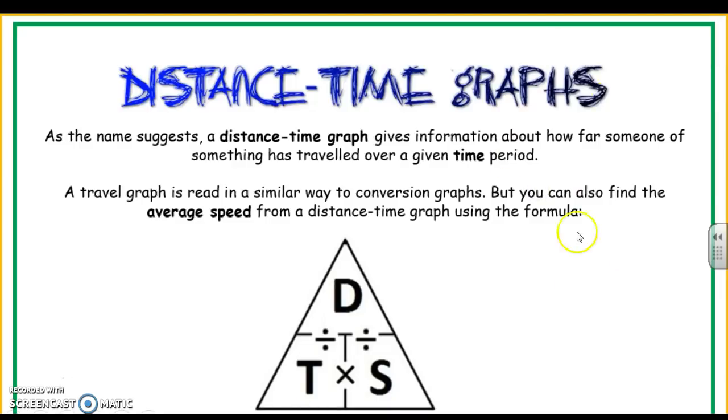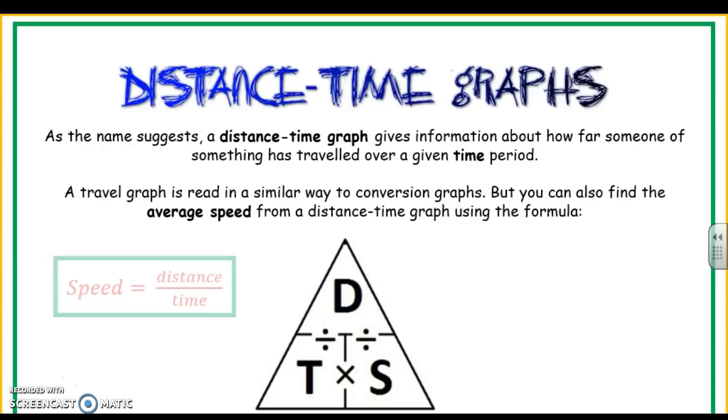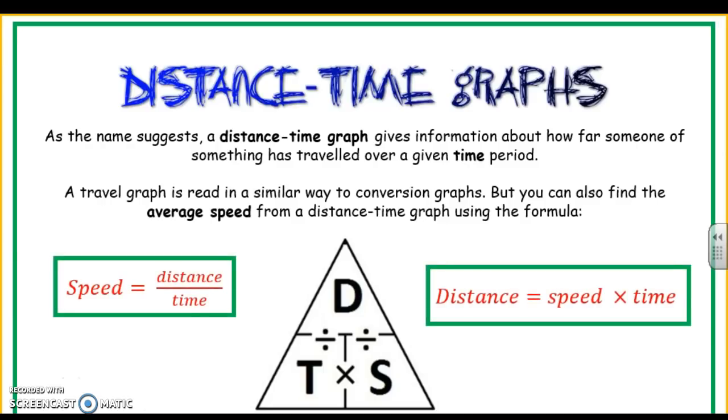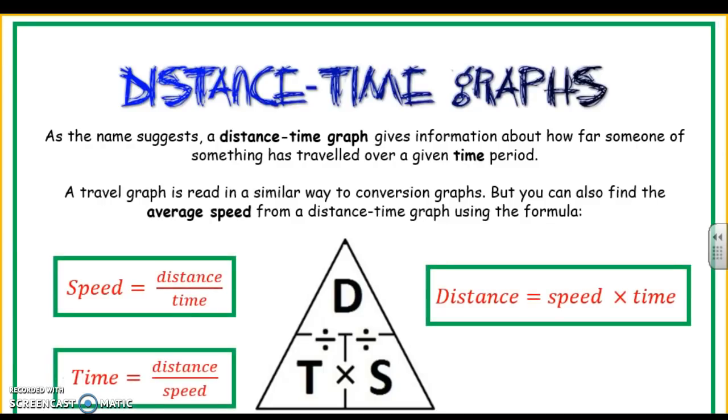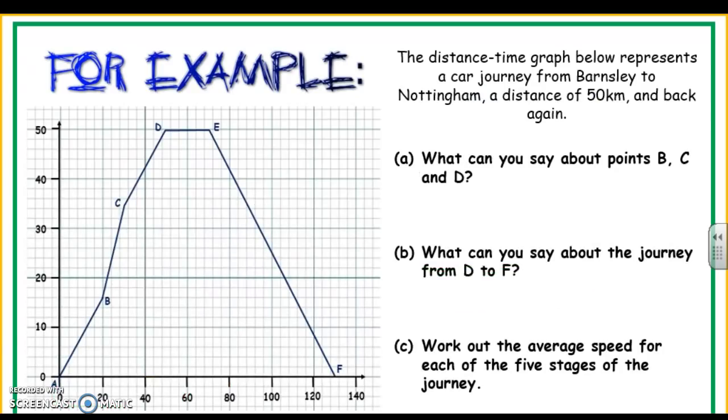I know it's a little bit different than how we usually write it. We usually write the S here and the T here, but that's fine. The idea is the same. Okay, so again, you can manipulate that formula however you need to find what you're looking for. Okay, so when I want to solve for values, I need to use coordinates from my graph. So if I look here, the distance time graph below represents a car journey from Barnsley to Nottingham, a journey of 50 kilometers, and back again.